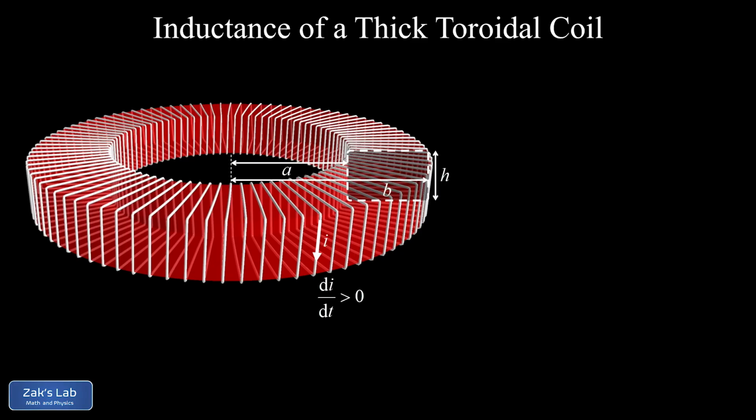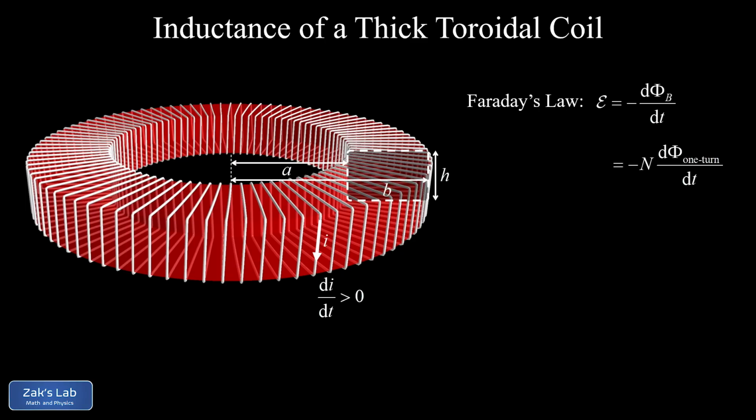So to get started on the self-inductance calculation, we go back to Faraday's law. And Faraday's law says the induced EMF is the negative of the time rate of change in magnetic flux through the turns of the coil. And this can also be expressed as the number of turns multiplied by the rate of change in flux through one turn of the coil.